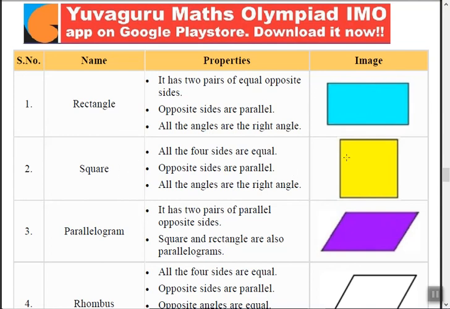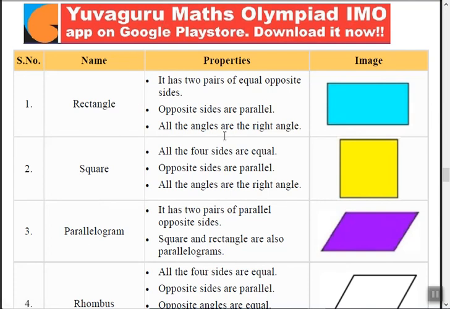Square means all sides equal and all angles right angles. What is the difference? Here it was only opposite sides; here all sides equal and all angles right angles. Parallelogram is similar to rectangle: opposite sides equal and parallel. Only the difference is all angles are not right angles. If a parallelogram has all angles as right angles, then it will become a rectangle. Every rectangle is a parallelogram, but every parallelogram is not a rectangle.